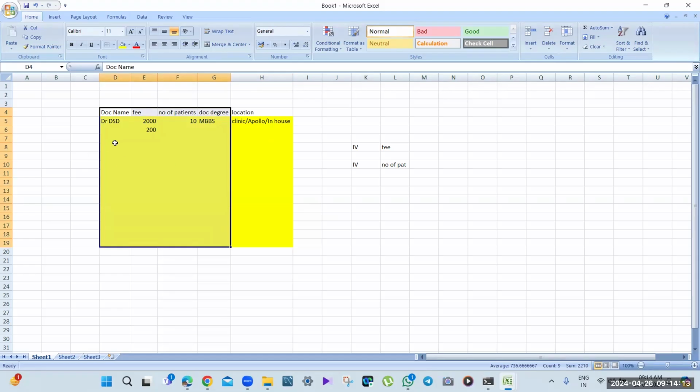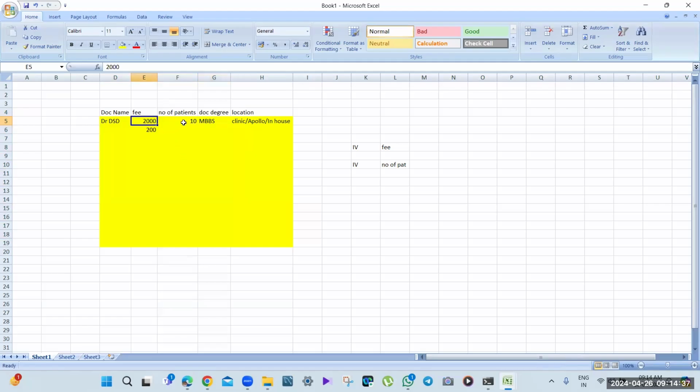Let's say there is a doctor. We know the fee of the doctor, we know the number of patients he attends, and we know the degree that he has. Can we predict? This classification will not be very accurate, but yes, to some extent we can predict based on the fee, the number of patients he attends, and the degree that he possesses.